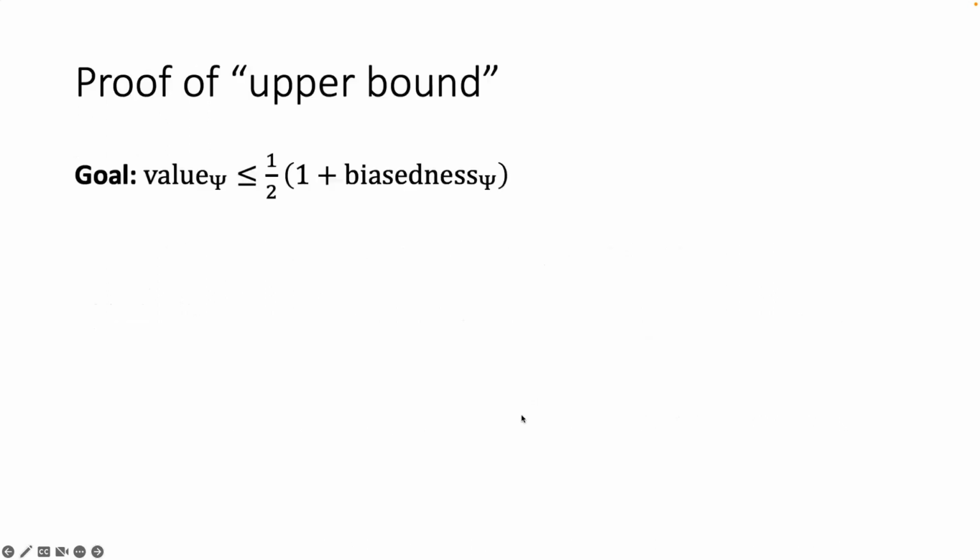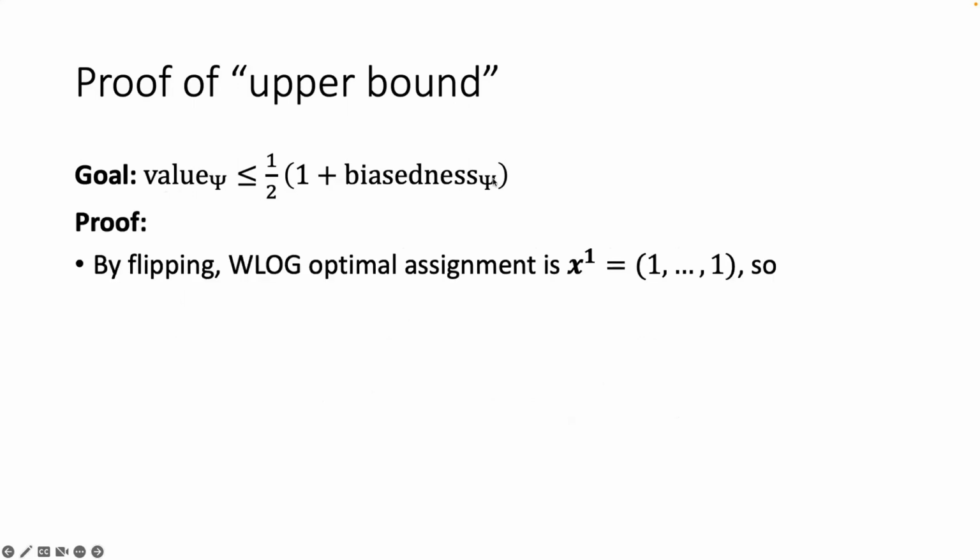So first, I want to show that if you have a high value instance, then the biasness is also high. That's how I would think about this inequality. You need to prove this in both directions. And here's the proof. First, I'm going to start with any instance. It has some optimal assignment. I'm going to look at any variable that's assigned 0 in the optimal assignment. I'm going to flip it. Now I get a new instance which preserved the value and the biasness and has the property that the optimal assignment is the all ones assignment. It suffices to only consider this instance.